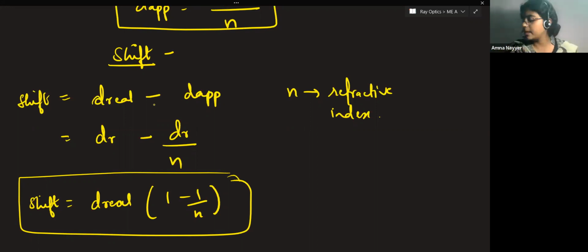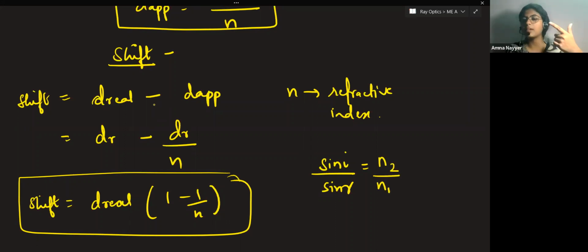So Snell's law basically said, yesterday we did, that sin I by sin R, here R is the angle of refraction, not angle of reflection, is equal to the refractive index of the material into which the light is falling divided by the refractive index of the material from which the light has entered. From there only we did all these things.